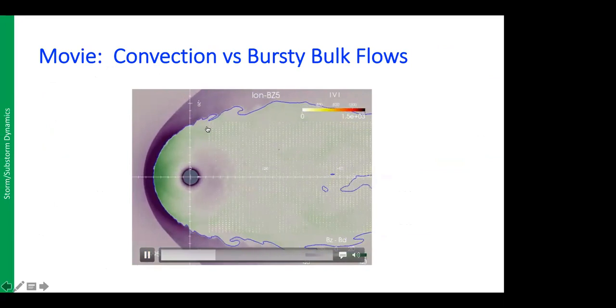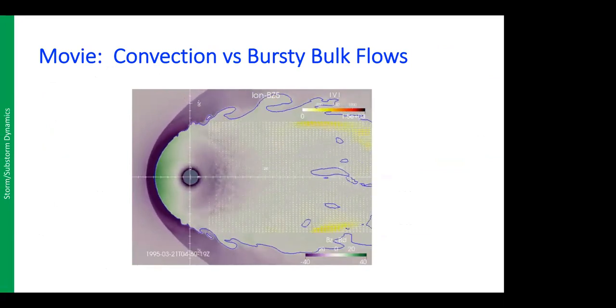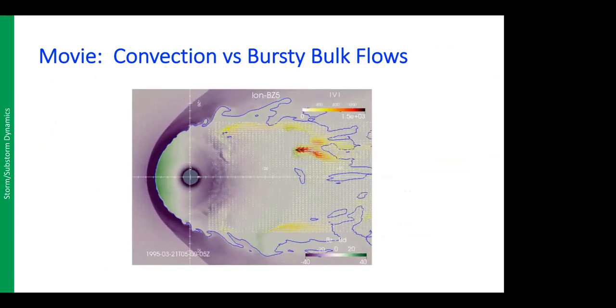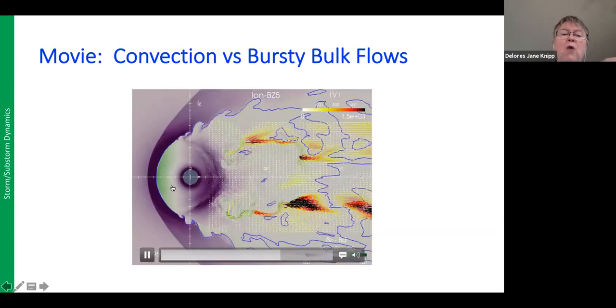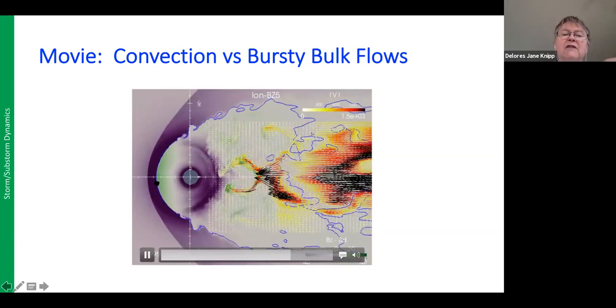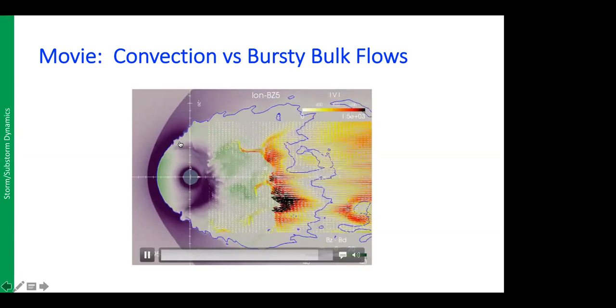What we were wondering is why the ripples are not forming right from the nose of the bow region. Why do you not get the Kelvin-Helmholtz here? Yeah, it's starting at the tangential part.